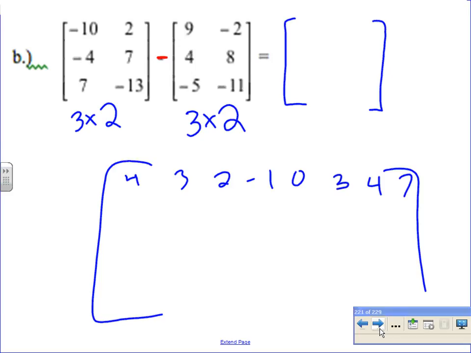That's related. You're good. All right, Alyssa, what's negative 10 minus 9? Negative 10 minus 9. Good. Negative 19. Doug, what's 2 minus negative 2? You guys are rusty. 2 minus negative 2. Okay. All right, let's try this again. Okay, Justin, what's negative 4 minus 4?